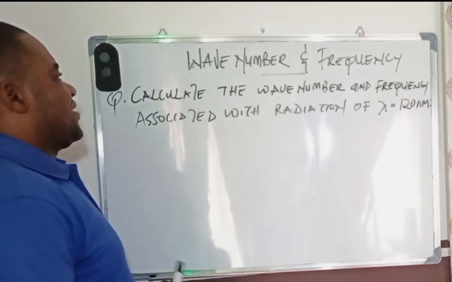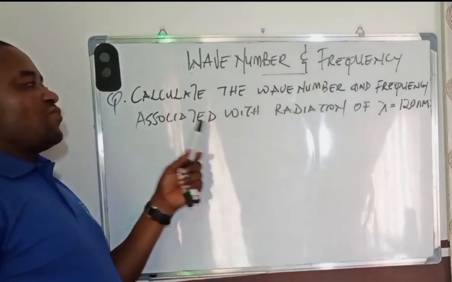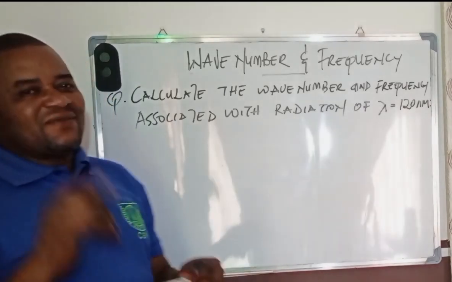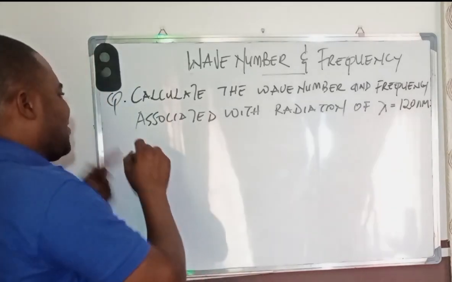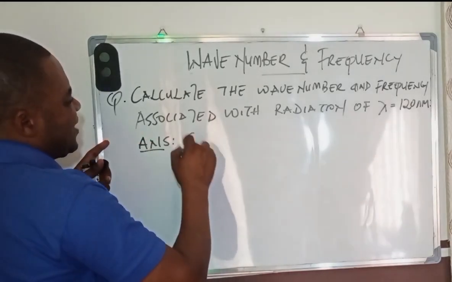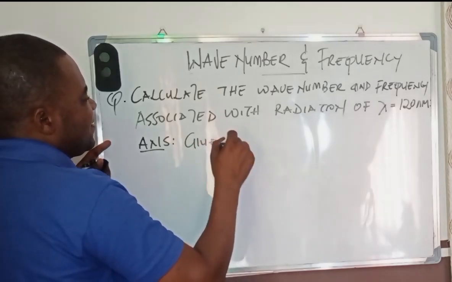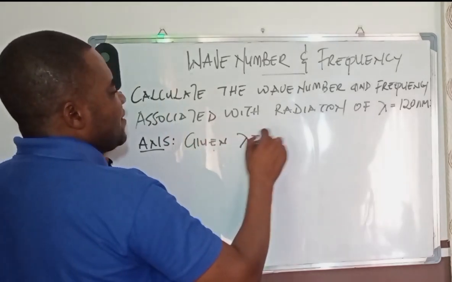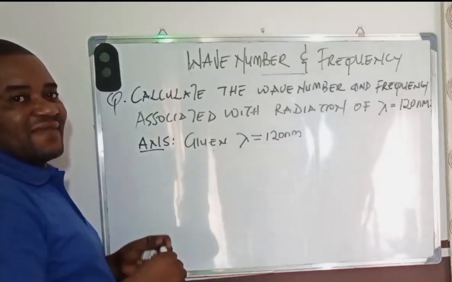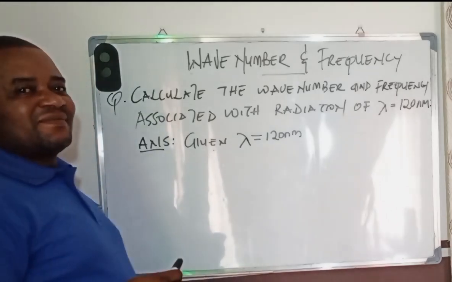Alright, now we said calculate the wave number and frequency associated with radiation of wavelength of 120 nm. Now there is something you must note. If we must answer this question, we should know that we are given 120 nm. And what is this? The lambda here is your wavelength. We are given the wavelength.